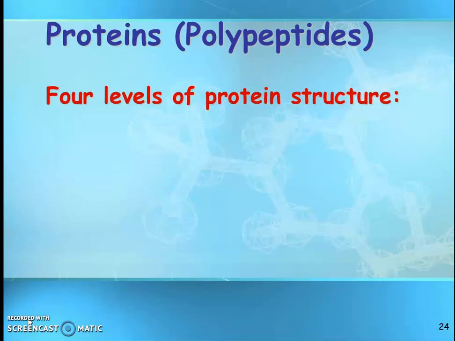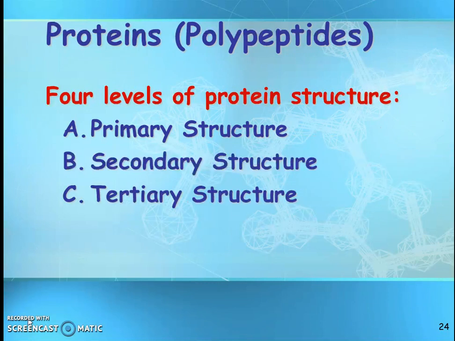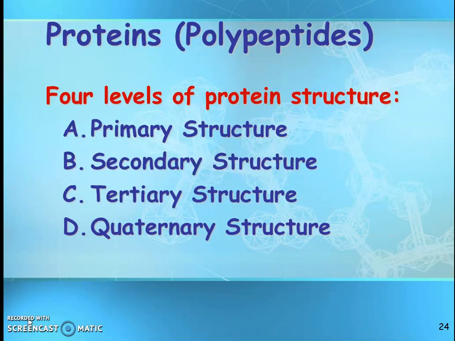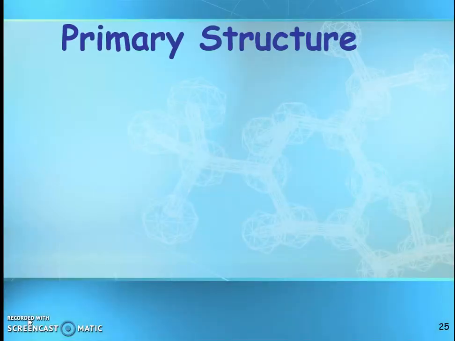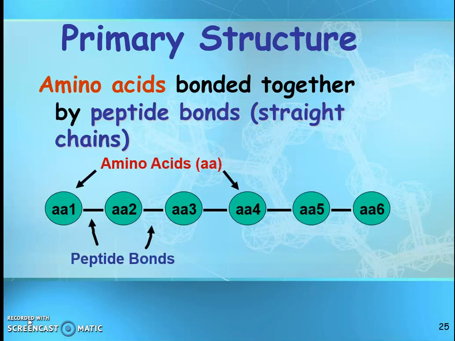There are 4 levels of protein structure: primary structure, secondary structure, tertiary structure, and quaternary structure. Based upon their structure, the amino acids are bonded together by peptide bonds. In primary structure, it's a straight chain. So if you look, this is 1 amino acid, this is 2, this is 3, and they are joined with each other with the peptide bonds.